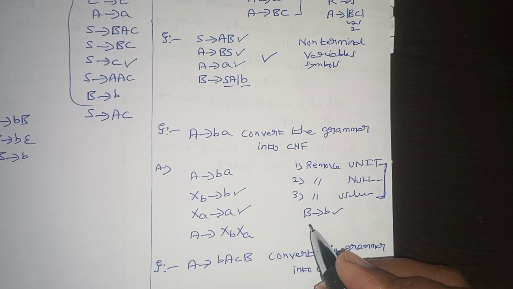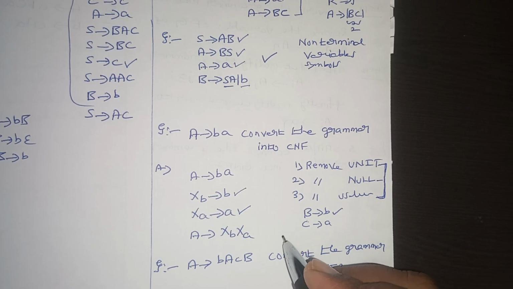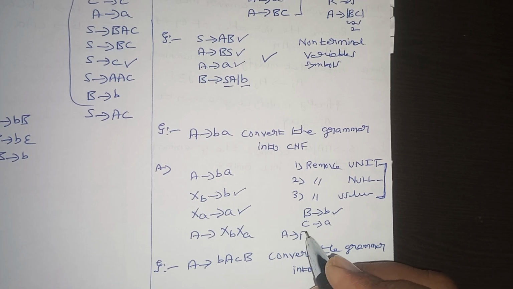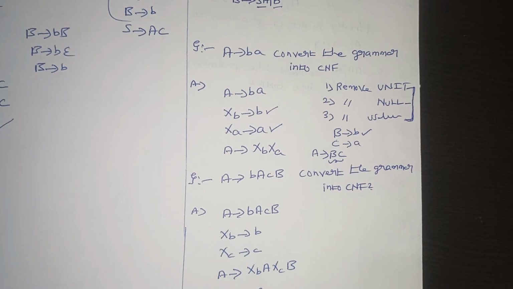For example, if you take B tends to small b, and C tends to small a, then what will be the answer? A tends to BC will be the answer. Not BA, yes, BC. So BC will be the answer. This is the Chomsky normal form. So in this way you have to convert into the Chomsky normal form.